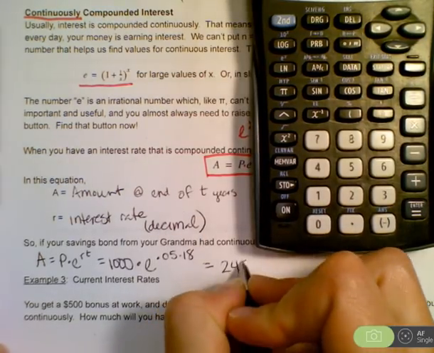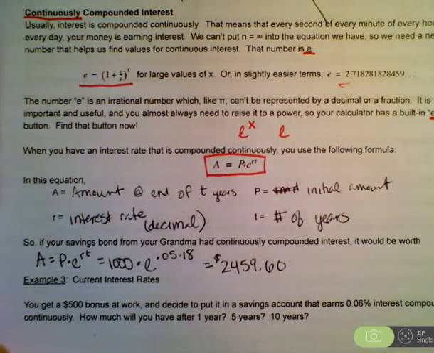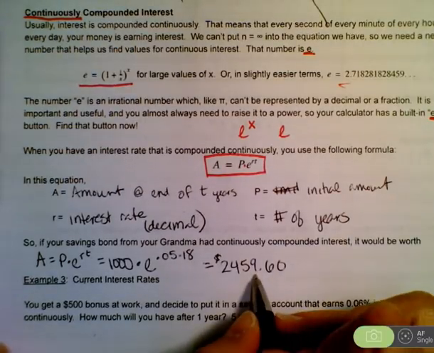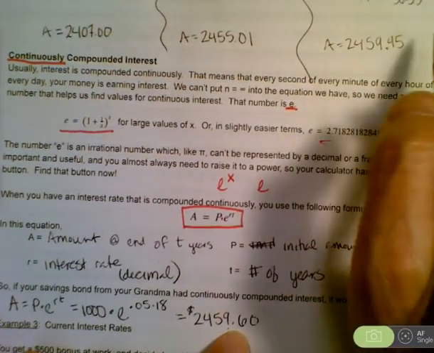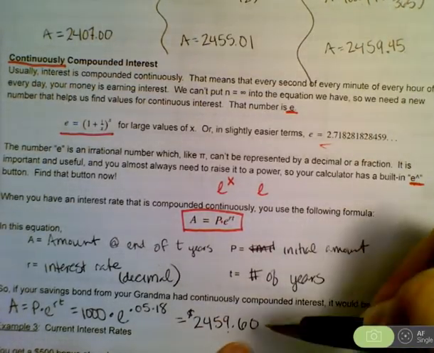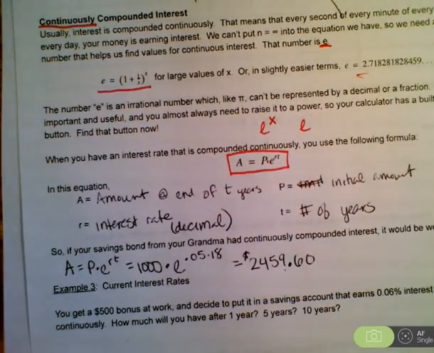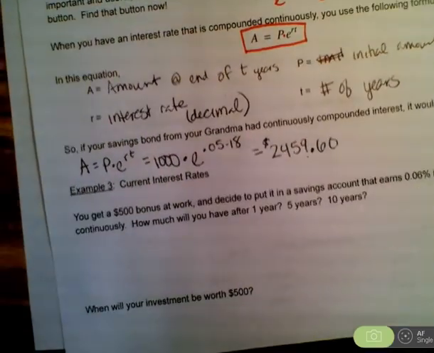So 2459.60. What that shows us, if it was continuously compounded interest, is that the only difference between that and the daily interest is 15 cents. So daily versus continuous is not that big of a difference, but when we're talking about money, every penny counts.